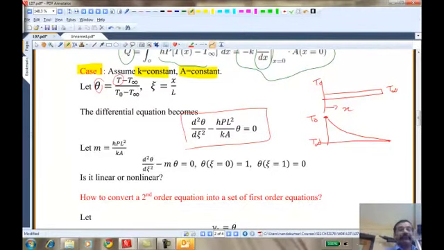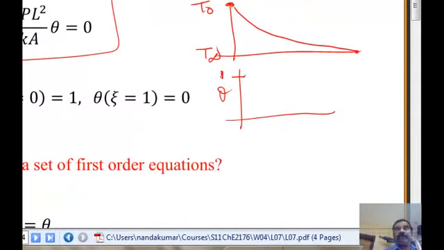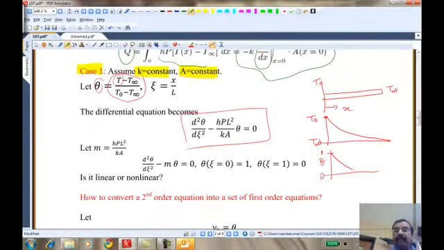If I define theta like this, what happens to theta at the base of the fin? At the base of the fin, what is T? T0. So what is theta? T0 minus T infinity divided by T0 minus T infinity. So theta will be 1. The temperature profile will always start at 1. What is it at the tip of the fin? 0. It will always be 0. So I'm scaling my temperature profile between 0 and 1 with that dimensionless group.